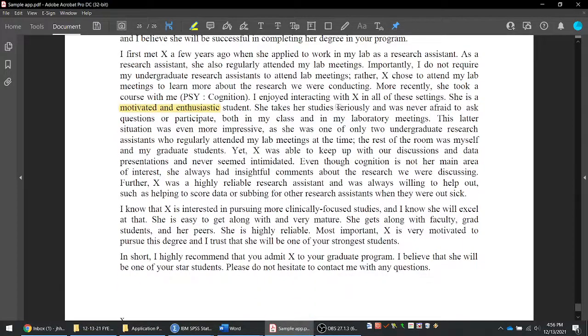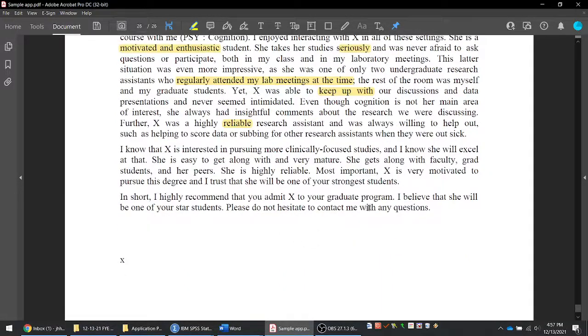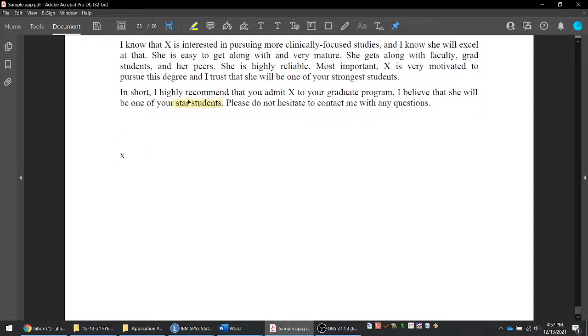Enthusiastic, takes seriously, the rest of it. Keeps up with the discussion, so mature. Never seen all the inside of counters, that's good. Reliable, good. Clinically focused, mature, reliable, motivated. Yep. Star student, strong, right?